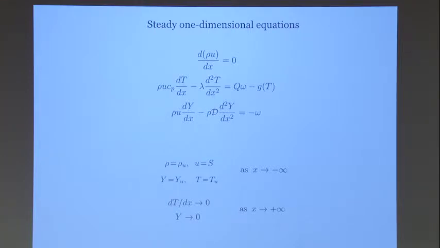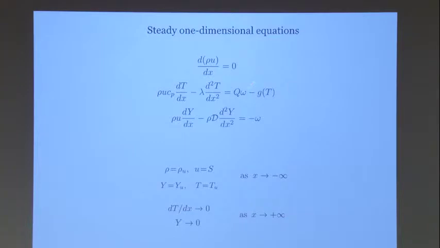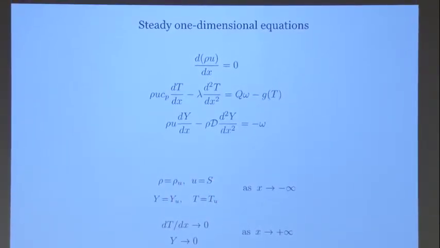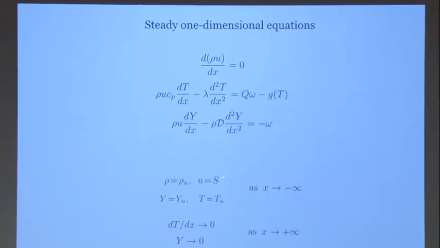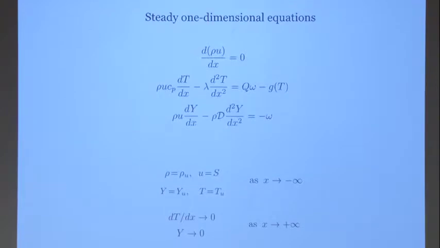Here are the equations. They are again the one-dimensional equations as before, conservation of mass, energy, the species equation, and the only addition now is this loss term, minus g of T. Minus clearly because we're losing heat, this is gaining heat. The boundary conditions are rho is rho u, y is yu, T is Tu, but u is S. And S needs to be determined. That's the speed that needs to be determined.